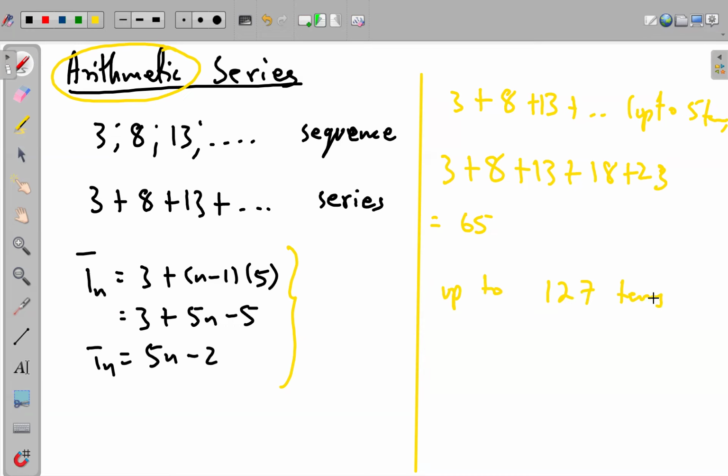Then that's going to be troublesome. You will try and add this. Depending on the type of calculator that you use, your calculator might say, I'm out of memory. I can't do this anymore. So we need a smarter way, a quicker way.